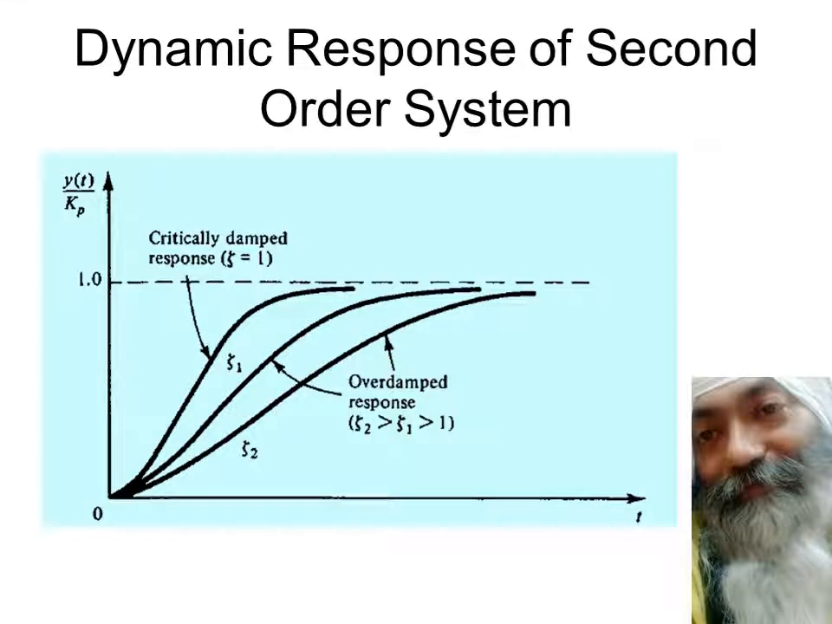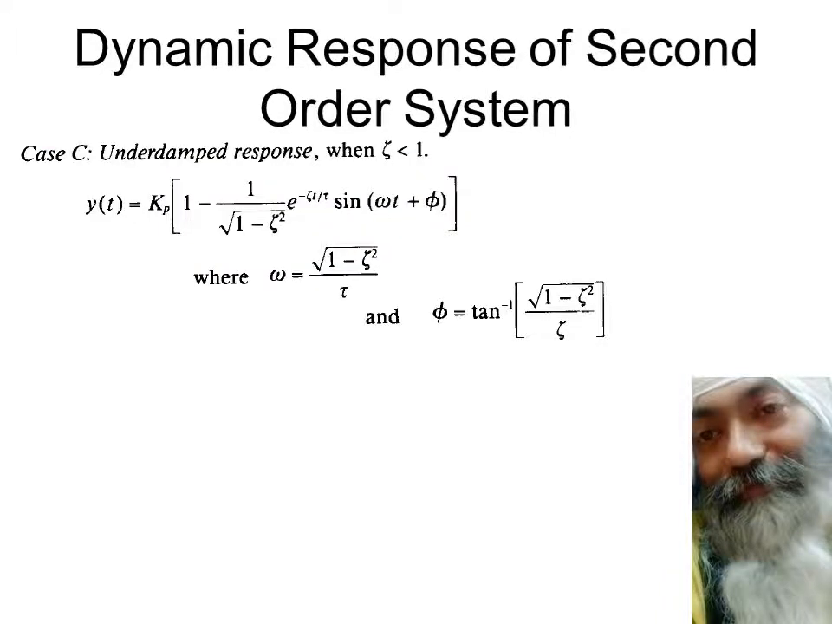Now we come to the third case, when zeta is less than 1. In that case, we call it the underdamped response. As you can see, the Laplace inverse will yield something which contains a sinusoidal function.